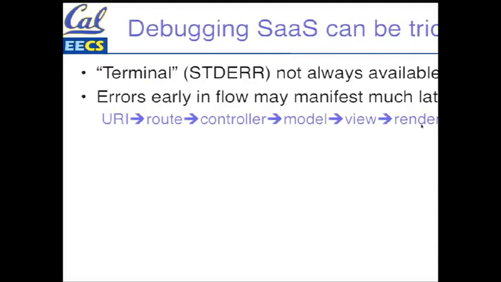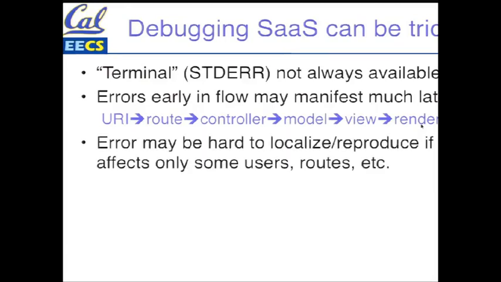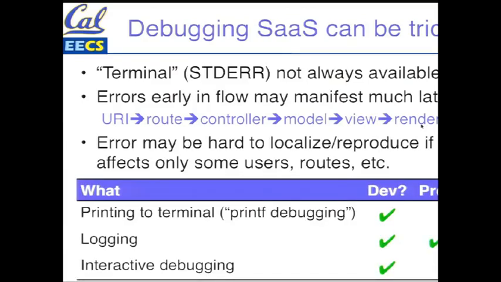So the root cause of an error might actually have happened a long time ago. So the error might be hard to localize. Maybe it only affects some users, or maybe it only affects some routes. It depends on the phase of the moon. So there are a couple of different approaches, and these are sort of the three most popular ones, along with whether each one is appropriate in development mode and appropriate in production mode.